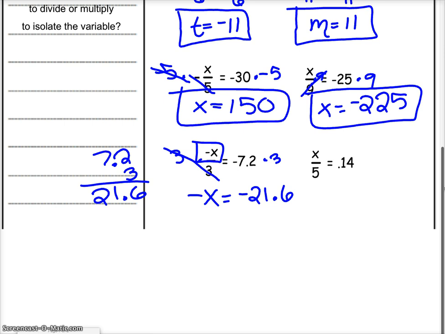This is really negative 1 times x. So you have to get rid of that negative 1. So in order to get rid of a negative 1, you would divide by negative 1, which is really just changing that sign. So x is equal to a positive 21.6.